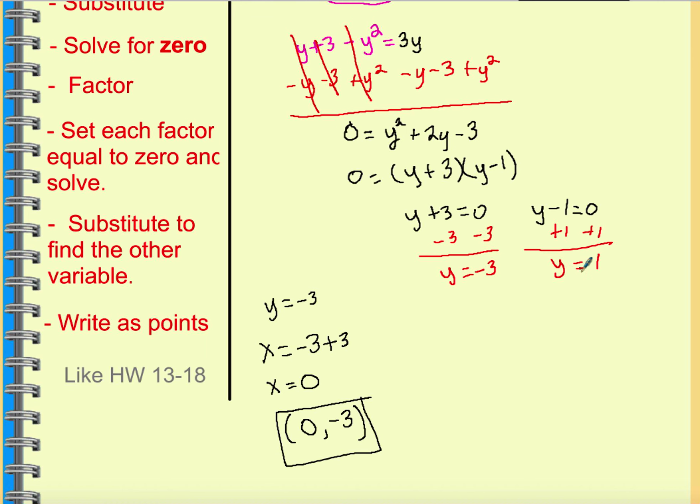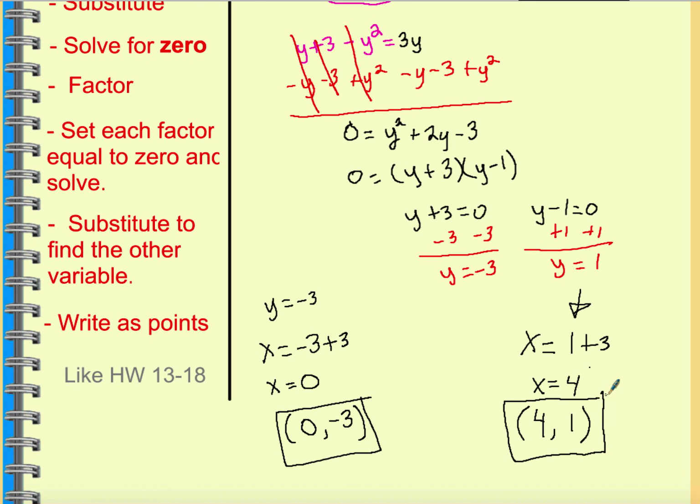So now let's test it out if y is equal to positive 1 rather. So we'll use the same equation. X is equal to y plus 3. So in this case, y was 1, so we're adding it with 3. And I get x is equal to 4. So our solution point is going to be the coordinate 4, 1, because when y was 1, x gave us 4. So we have two solutions. They're going to intersect in two places.